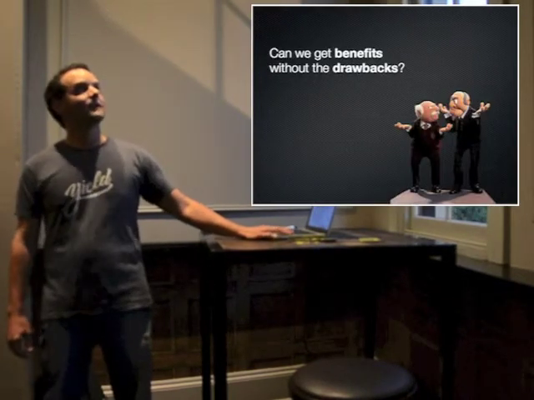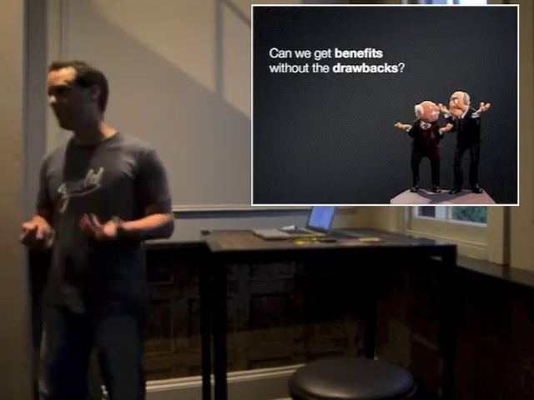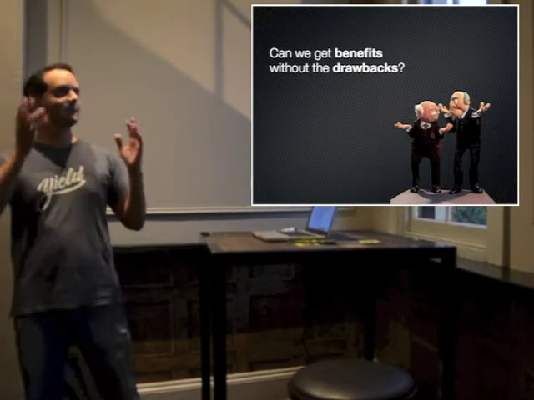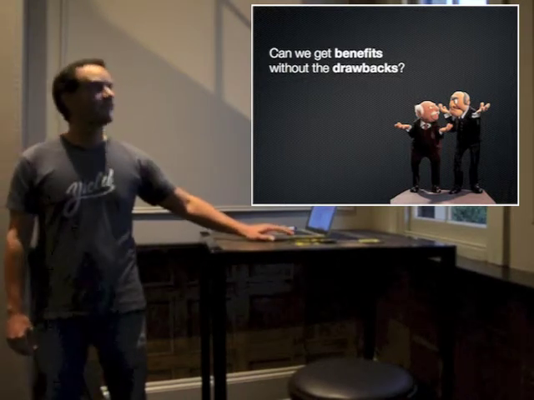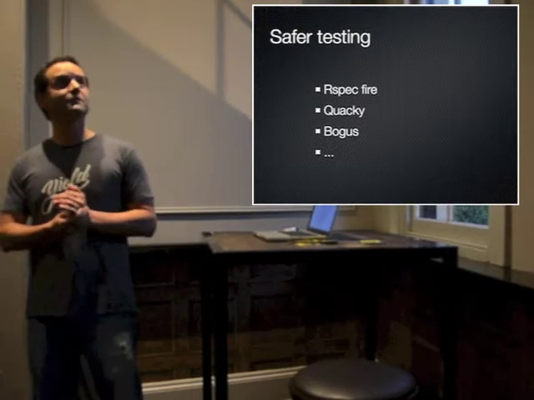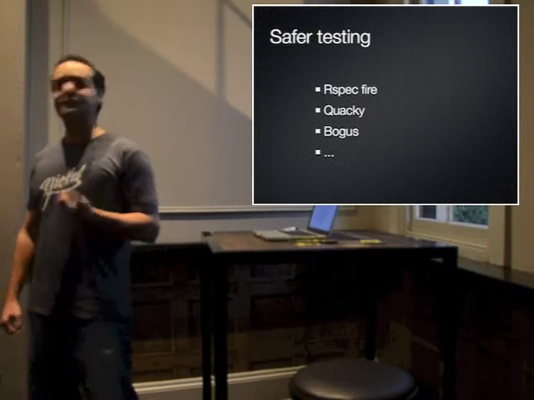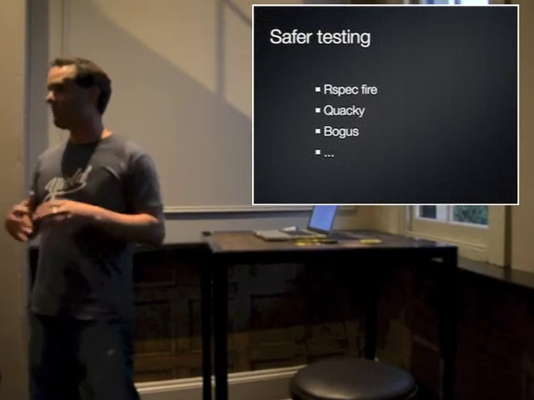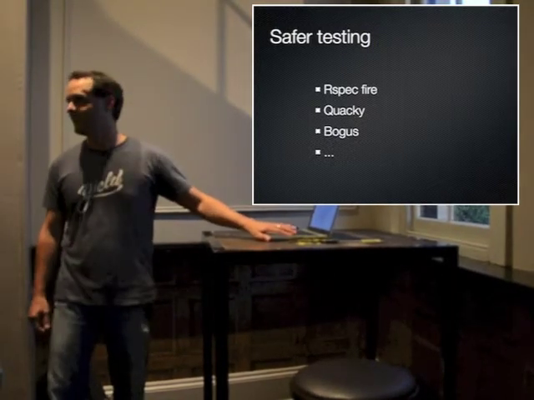So is there a way to get the benefits without the drawbacks of stubs? Having really fast tests without the problem of getting into an alternative reality. There are a few gems that have been made to deal with this, like RSpec Fire, Wacky and Bogus, and several others. But I found Bogus to be the most robust and the one that covers more things than the others. So I will just show you how Bogus looks.